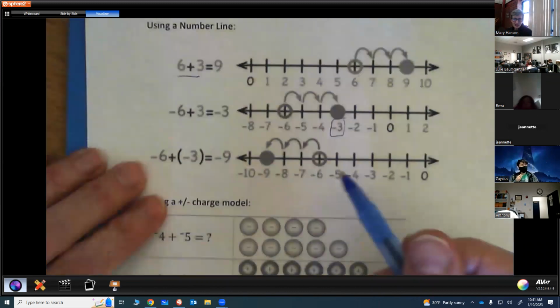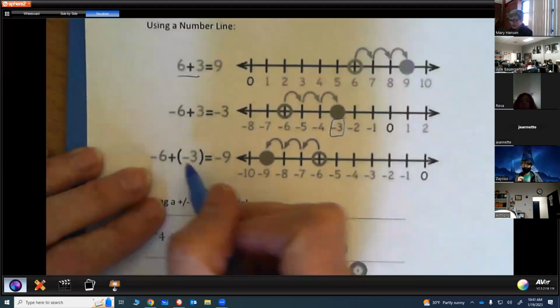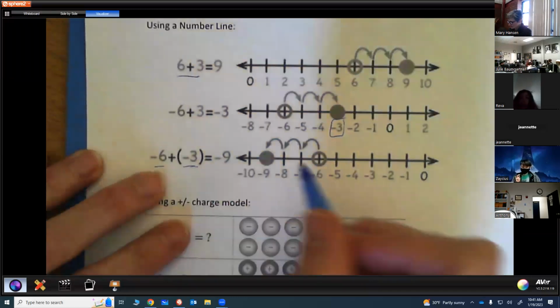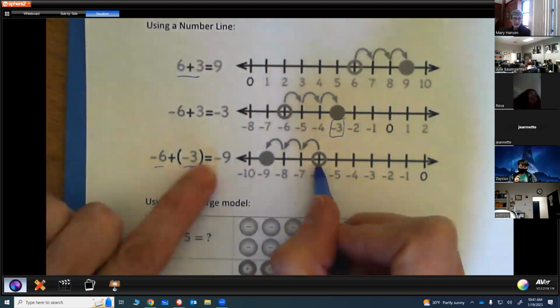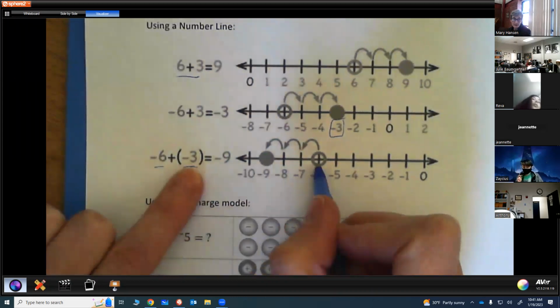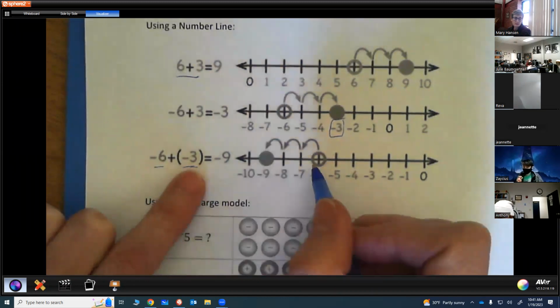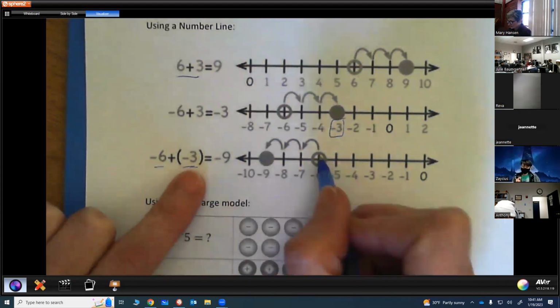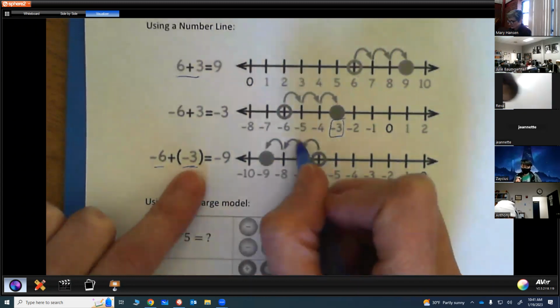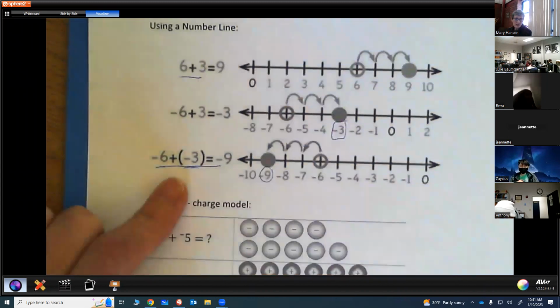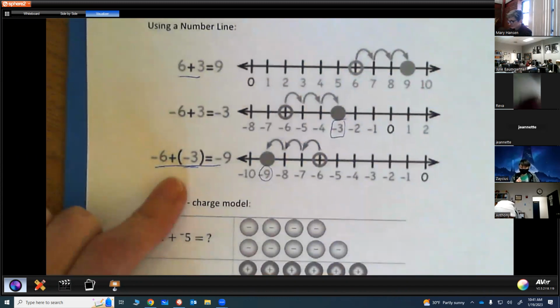So as we look at -6 plus -3, we start at -6 and we're going to add a negative. So we move to the left because we're moving in the negative direction. So we start at -6, we go 3 to the left and we end up at -9. And so that's how you would use a number line to find how to add positive and negative numbers.